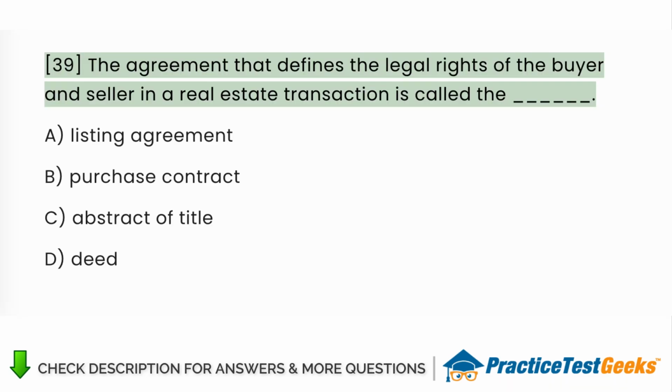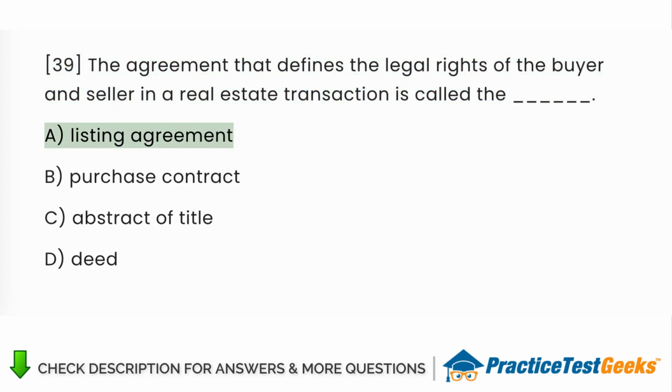The agreement that defines the legal rights of the buyer and seller in a real estate transaction is called the: A. Listing agreement. B. Purchase contract. C. Abstract of title. D. Deed.